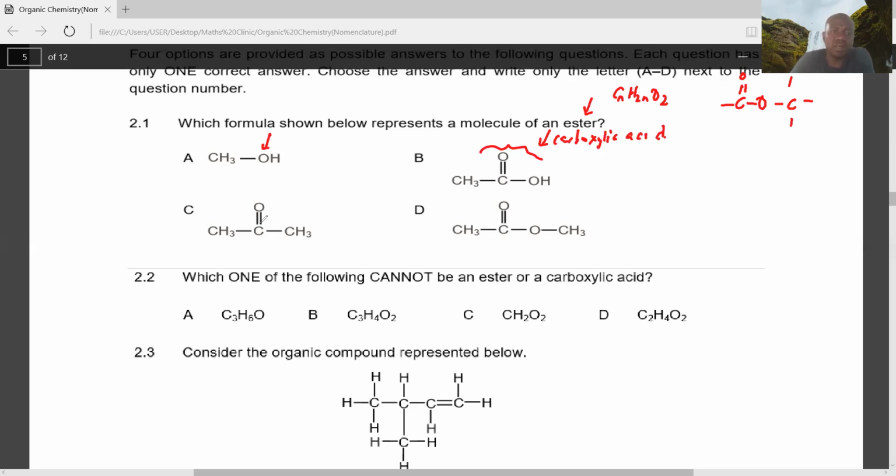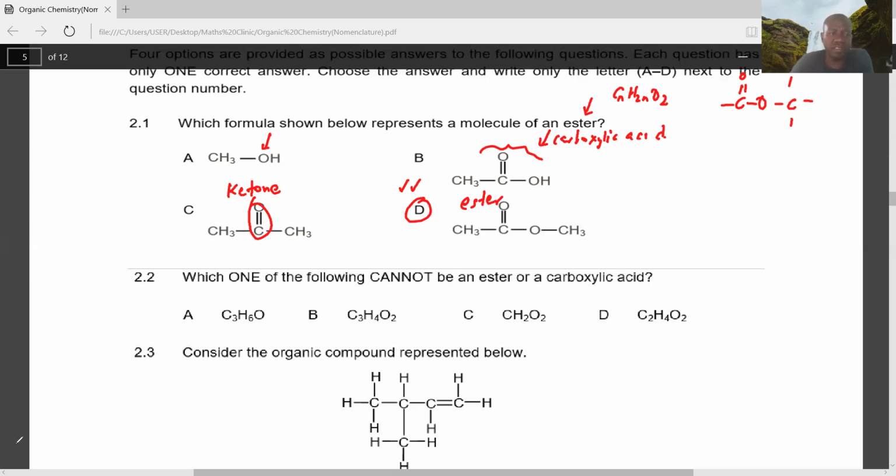This one, between the carbonyl, both sides are carbon. So this one is a ketone. So obviously, this is the answer. So this is an ester. So the answer is number D. So you need to know the functional groups of organic compounds.